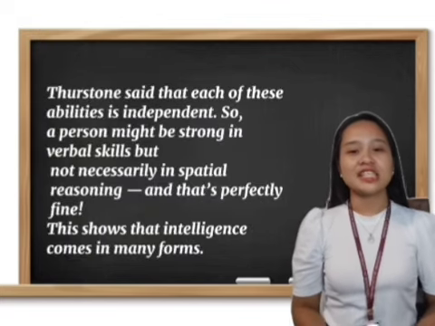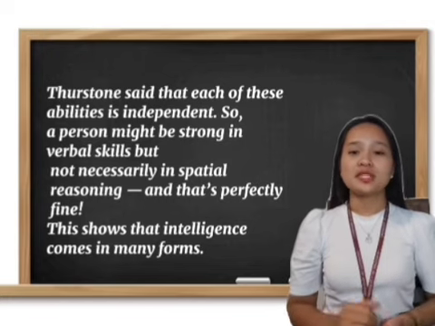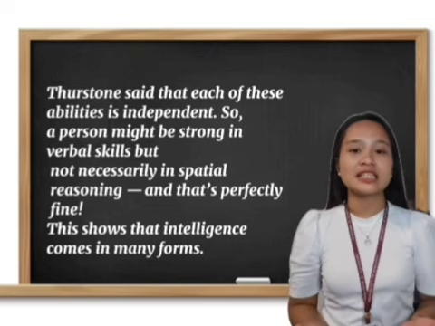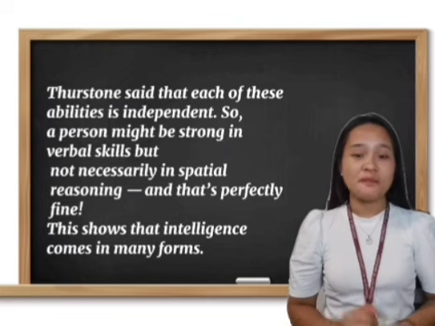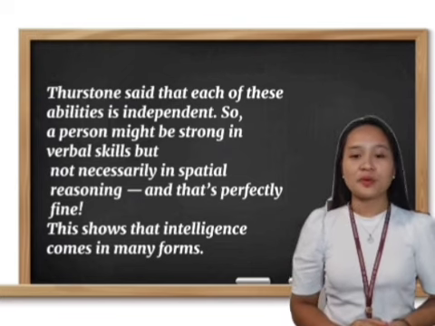Thurstone said that each of these abilities is independent. So, a person might be strong in verbal skills but not necessarily in spatial reasoning, and that's perfectly fine. This shows that intelligence comes in many forms.